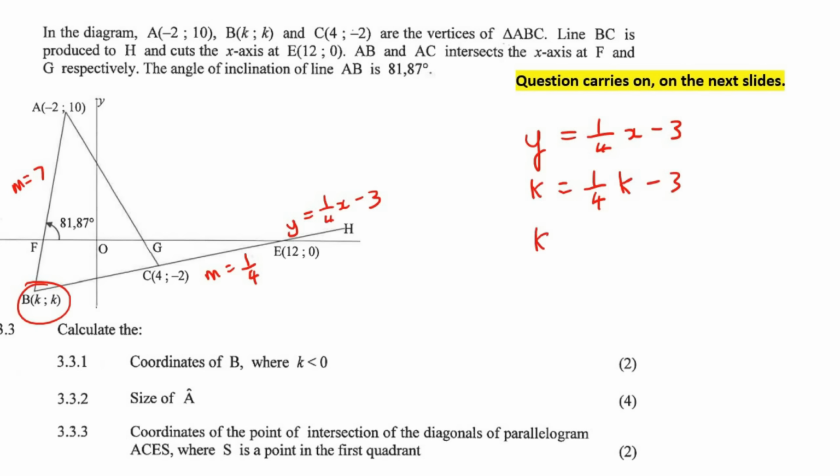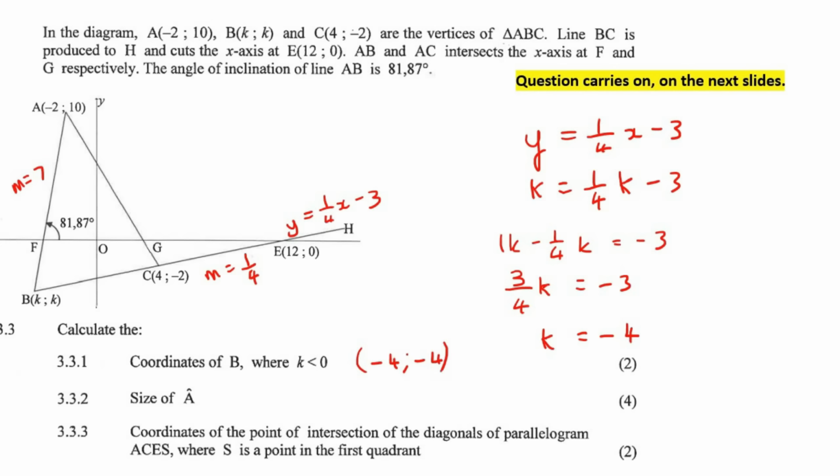So now we're just solving. I'm going to take this quarter to the left. So you're going to end up with 1k minus a quarter k equals minus 3. Now 1k minus a quarter k is just going to be 3/4 k, like that. And if you had to solve this, you should end up with k is equal to minus 4. And so it'll be minus 4 for both. So you could say minus 4 and then minus 4 again.